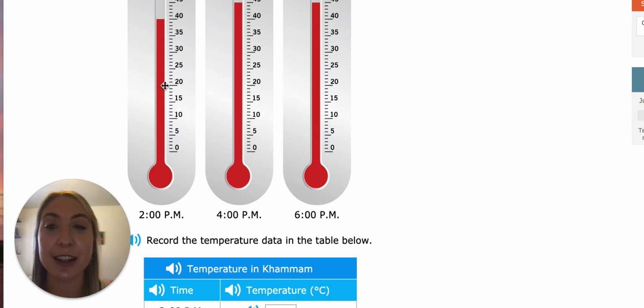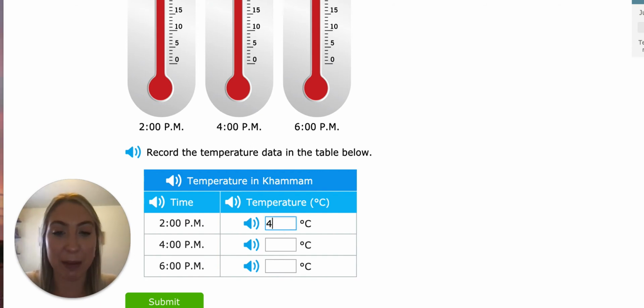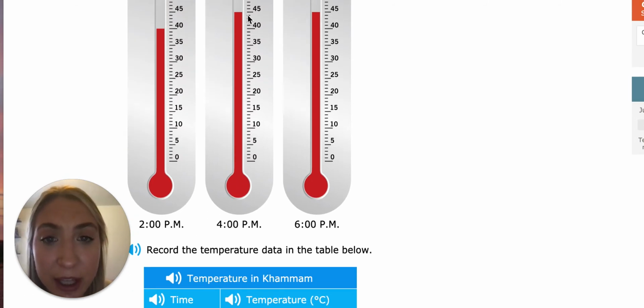and they represent every 5 minutes. So here I see the red line is right at 40. So at 2 p.m. it is 40 degrees Celsius. So I'm going to type in 40. And then here I have 4 p.m. So I'm typing in the 4 p.m. temperature. It is all the way.